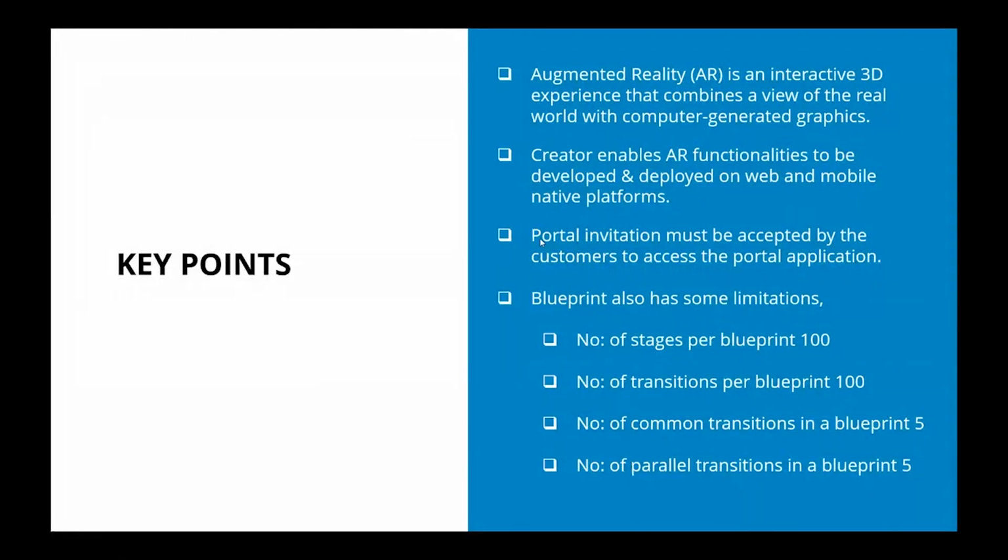And the next important thing, blueprint. The blueprint that I showed you to convert a hot lead into a person who bought the property has some limitations. The blueprint stages and transitions can be 100 for now. The common transitions and panel transitions are 5 for now. These are some of the key pointers to be noted while using the features I showed you in your application. I think I've set an example of how a real estate business can be automated with the low-code platform.